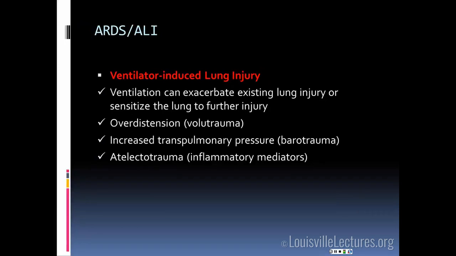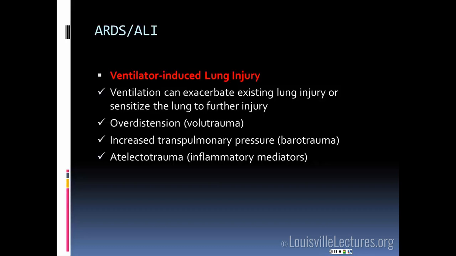When you put a patient on a ventilator, you're going to cause lung injury, okay? Every patient who is on the ventilator is at risk of developing lung injury, and this is even more true when you have a patient with ARDS, okay? And it's important that you all understand the mechanisms by which a ventilator can cause lung injury. And basically there are 4 mechanisms, okay?